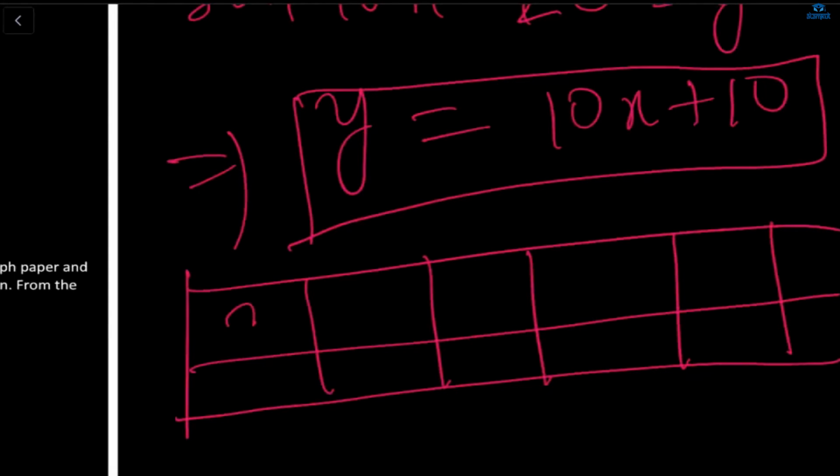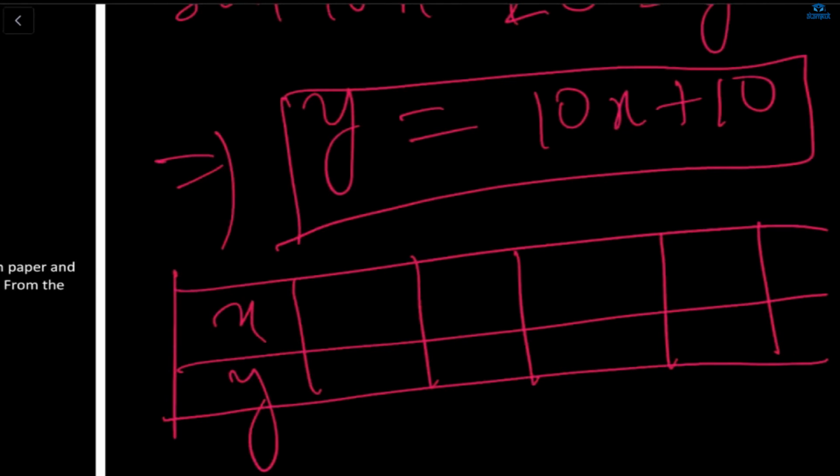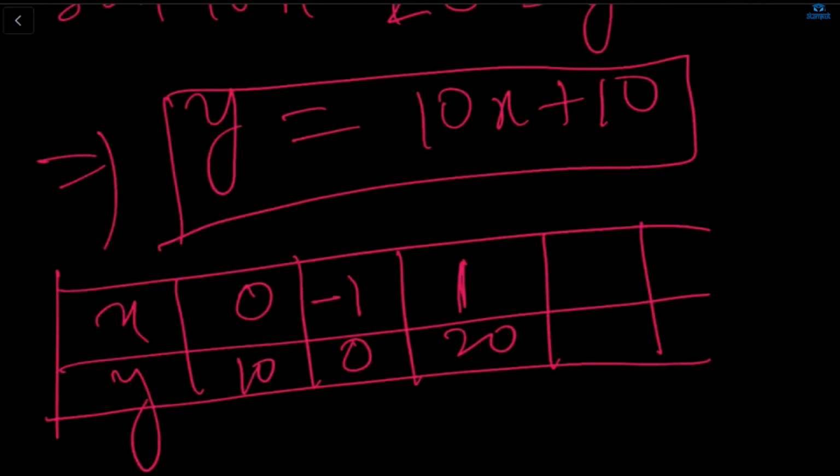x, y. Now if you keep the value of x as 0, your y will be 10. If you keep the value of x as minus 1, then y will be 0. If you keep the value of x as 1, then y will be 20. Am I right? If you keep the value of x as 2, then y will be 30. And for minus 2, it will be minus 10.